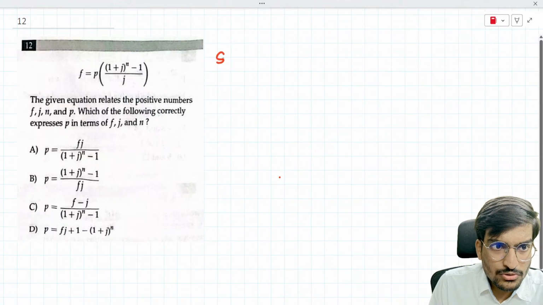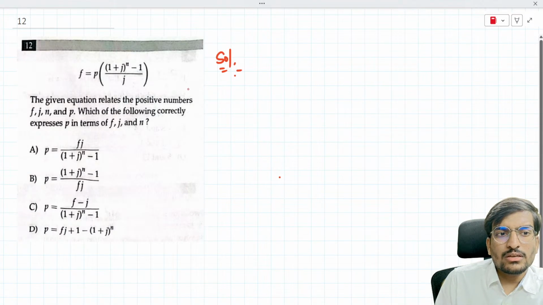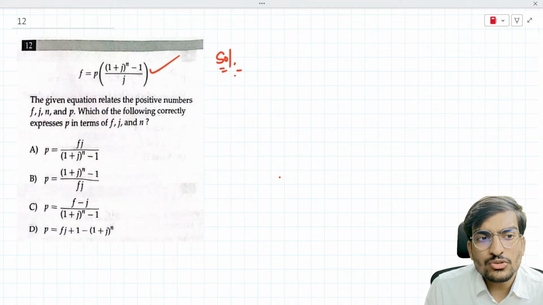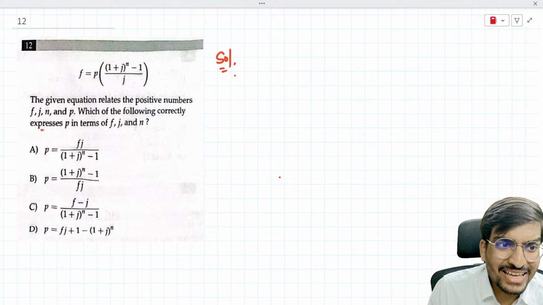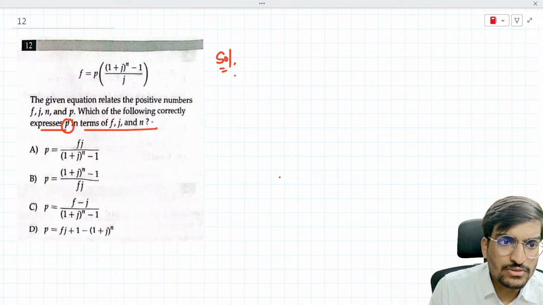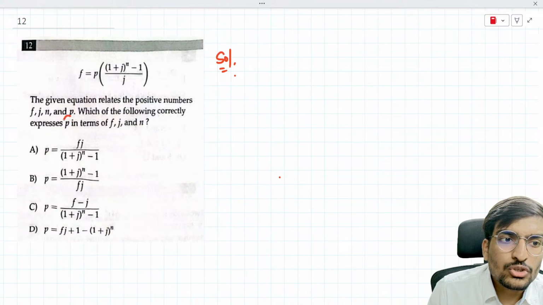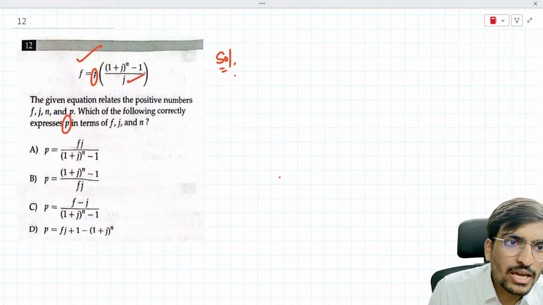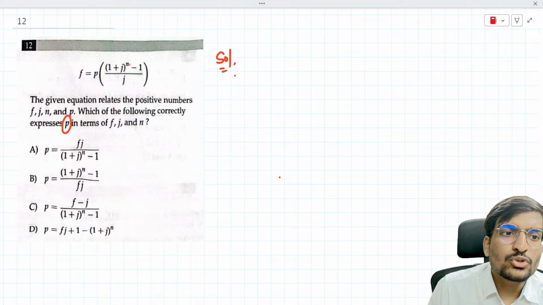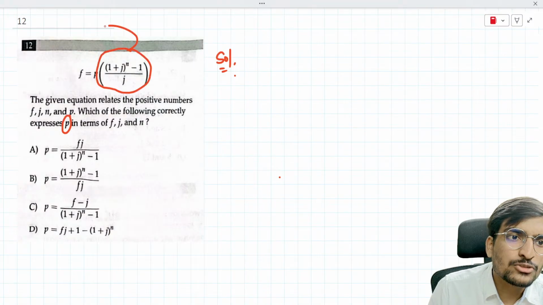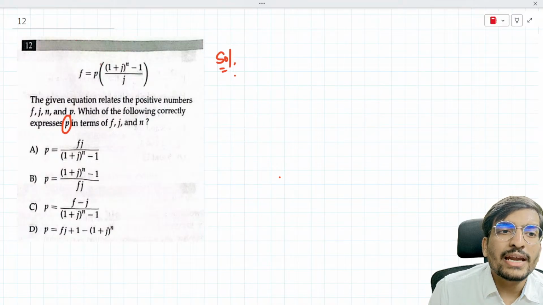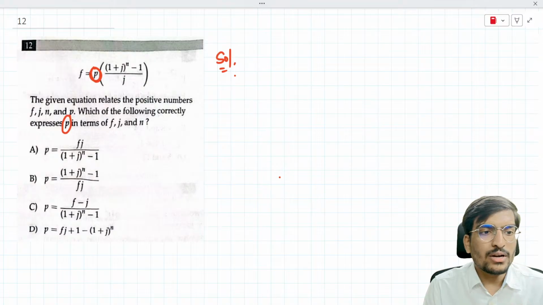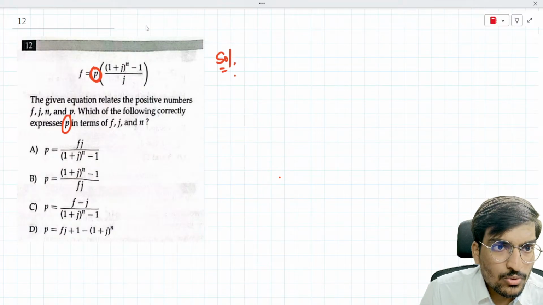Okay, try this. The given equation relates the positive numbers f, j, n in the exponent, and p. Which of the following correctly expresses p in terms of f, j and n? Which means you have to completely transpose this to the LHS so that you end up with only p. We want p, we don't want anything else. So what do we do?